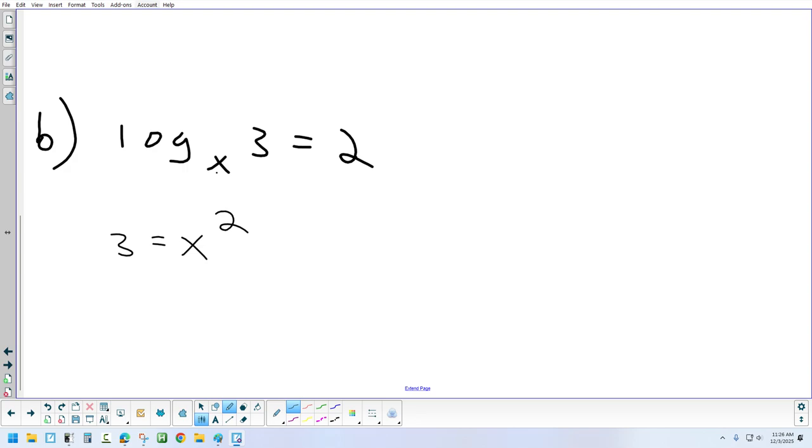We have the squaring function. We need a function that is the inverse of that. What function cancels out squaring? Yeah? Square root. Square rooting. So we take the square root of each side. Square and square root cancel.